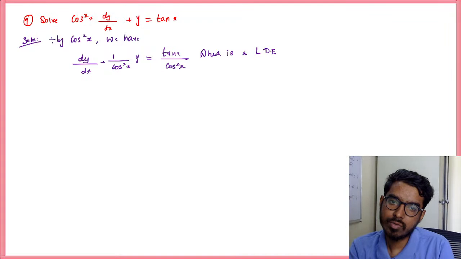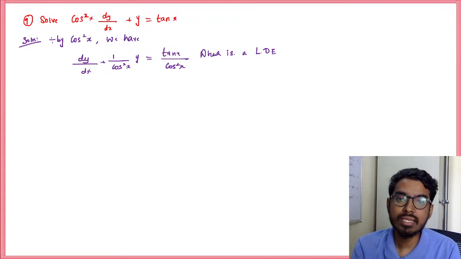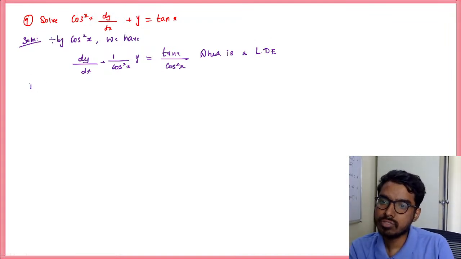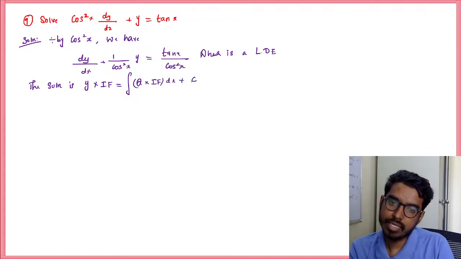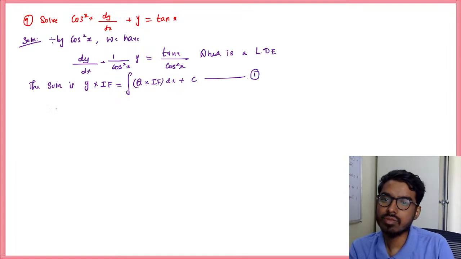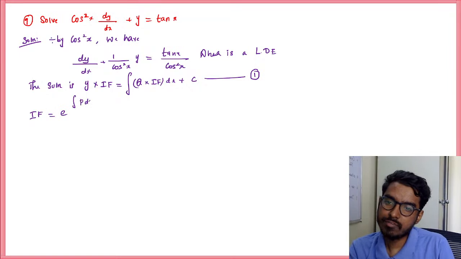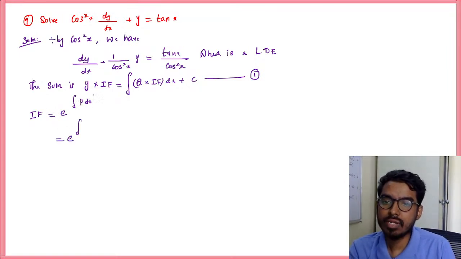Which is a linear differential equation because it is of the form dy by dx plus py is equal to q. The solution is given by y into integrating factor is equal to integration of q into integrating factor dx plus c. Now we will find the integrating factor, e power integration of p dx.